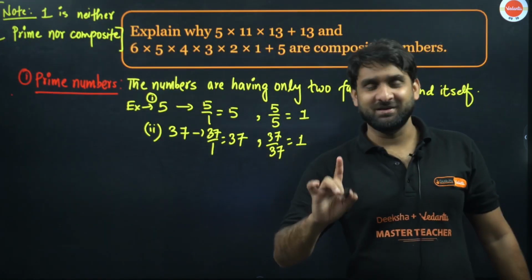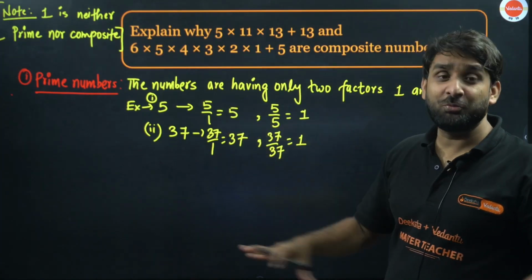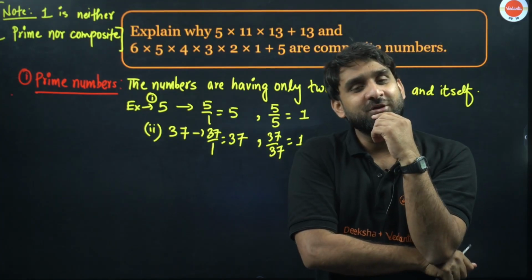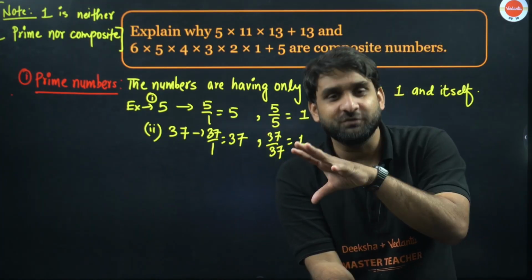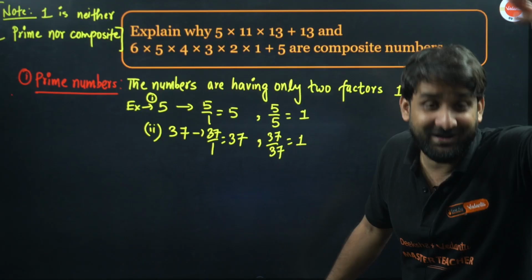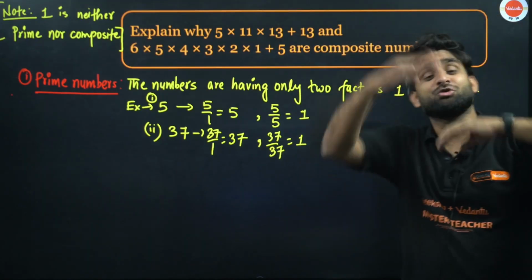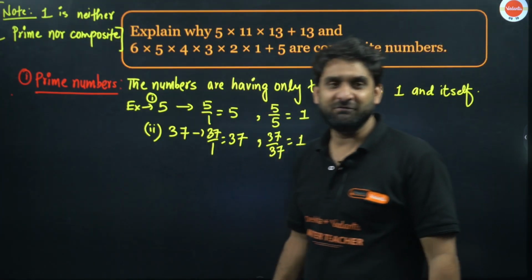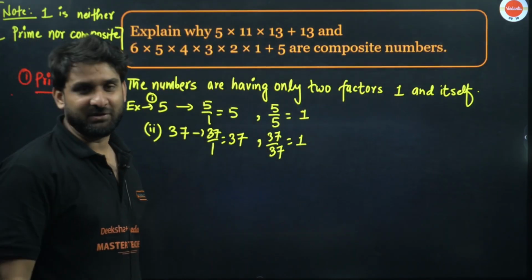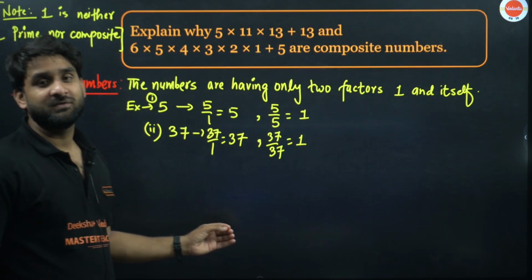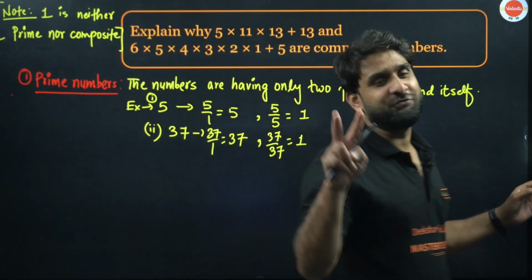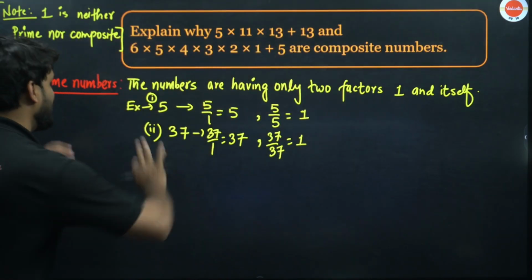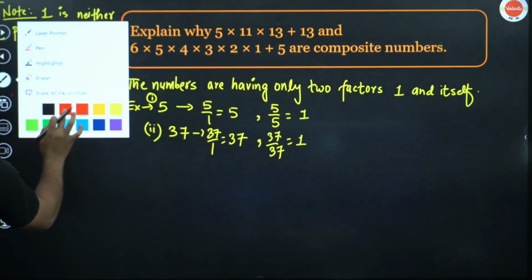Now, listen my champions carefully. If you have understood prime numbers, the numbers which have only two factors, 1 and itself, so what will be a composite number? A composite number is just the opposite of this. The numbers that can be divided by so many numbers apart from 1 and itself, so many factors will be there. Such numbers are called composite numbers. But if only two factors are there, that is a prime number. I hope this is clear to you all. Okay, so let's move ahead to the composite numbers.